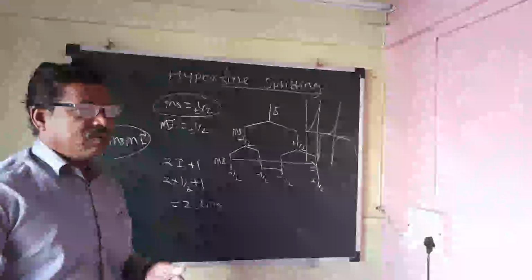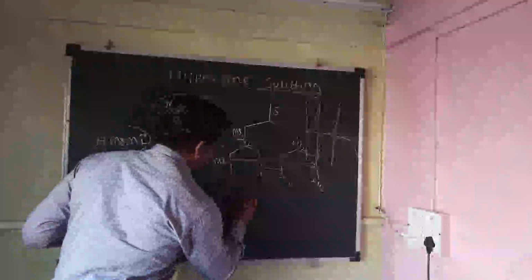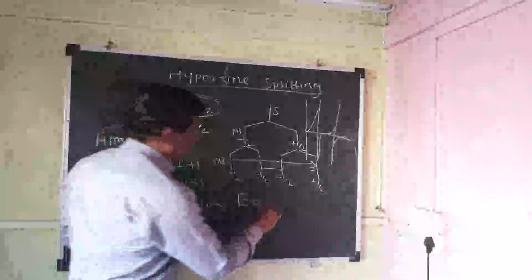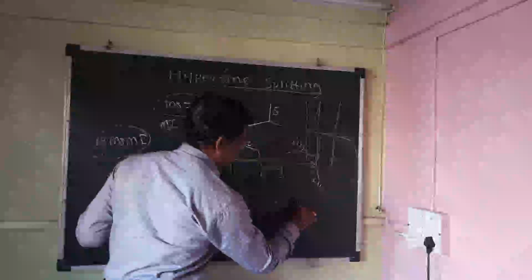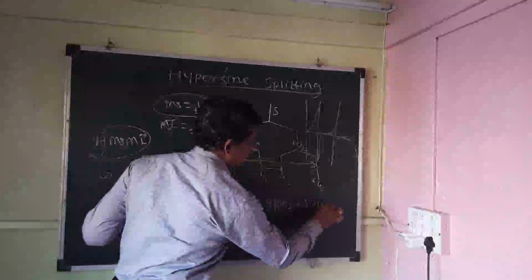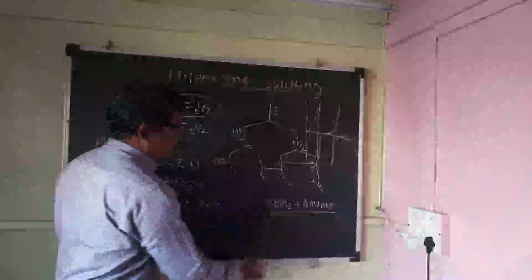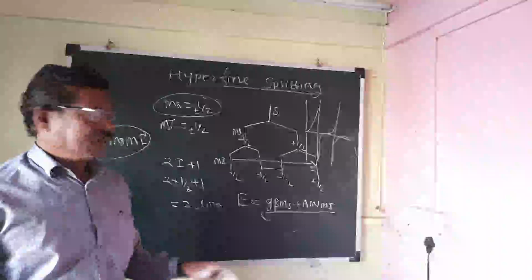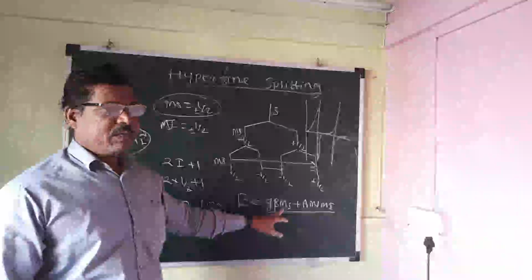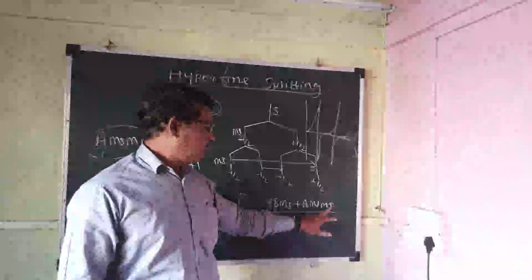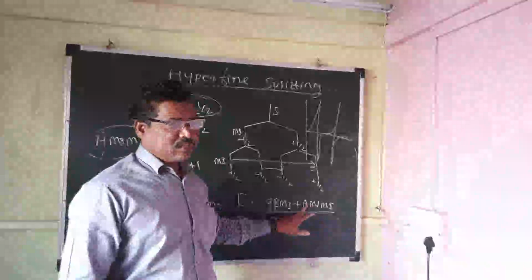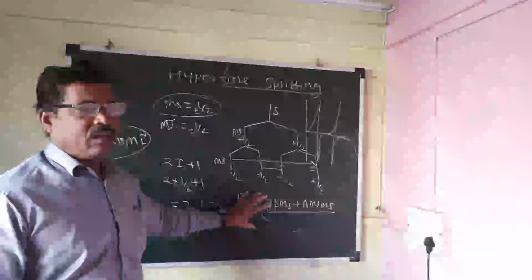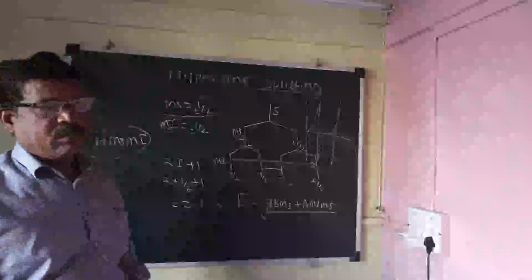The energy of the different energy levels is given by E equal to g B Ms plus A Ms Mi. g is the gyromagnetic ratio, B is the magnetic field, Ms is the spin angular momentum quantum number of the electron, and A is the hyperfine splitting constant. Ms and Mi are the spin angular momenta of the electron and the nucleus. From this equation, you can calculate the energy of the energy levels.